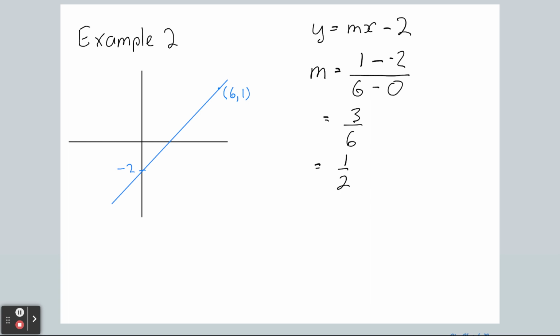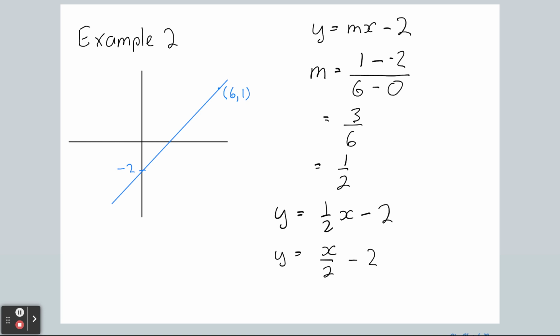Yes, it's okay to have a fraction as your gradient. So m is equal to a half, and I can write that now as y equals half x minus 2, and that's the full equation. You may see the back of the textbook might write it as y equals x over 2 minus 2, and that would be fine as well, because a half x means a half times x, and a half times x is x divided by 2, or x on 2.